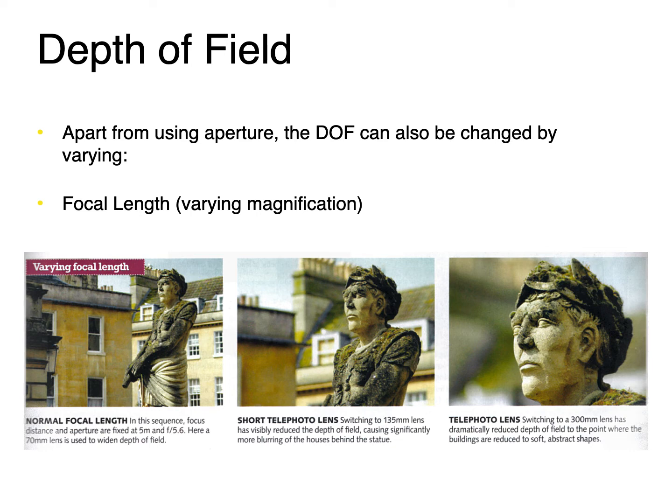So aperture is more. Here a 70 millimeter lens is used, which gives you the shallow depth of field. The short telephoto lens, switching to a 135 millimeter lens, which is again moving further. The telephoto lens has visibly reduced the depth of field, causing significantly more blurring of the houses behind the statue, because here a 70 millimeter lens is used, here a 135 millimeter lens is used.